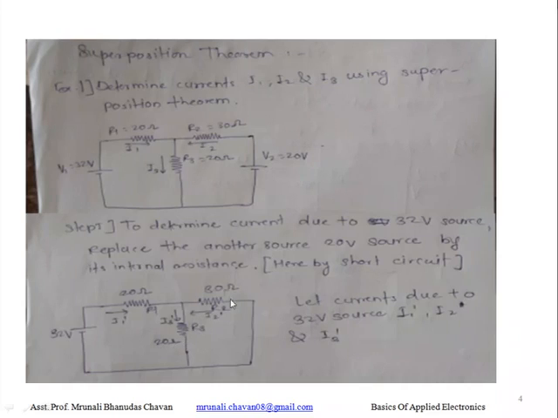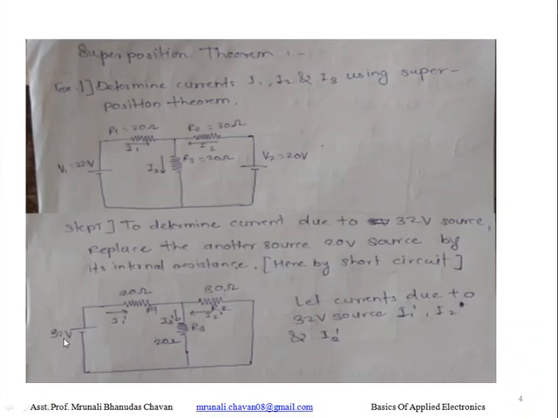We can see R2 and R3 are parallel resistances, and this combination is in series with R1. Now we have to find out the current I1 dash first. How can we find out the current I1 dash? This I1 dash is nothing but the series circuit current, and this I1 dash gets divided into I2 dash and I3 dash. So how will we determine this I1 dash?